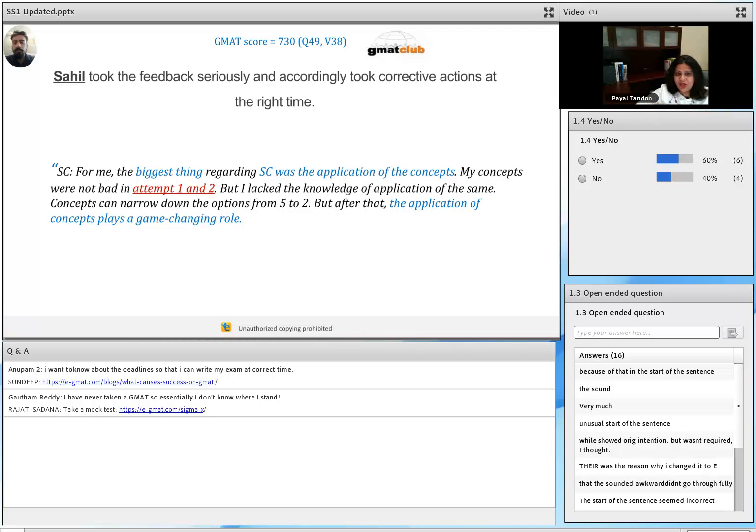But I lacked the knowledge of application of the same. Concepts can narrow down the options from 5 to 2. And that's what happens for difficult questions. You may be down to 2 or 3 choices. But after that, it's the application of the concepts that plays a game-changing role. And that's what we saw over here, right?